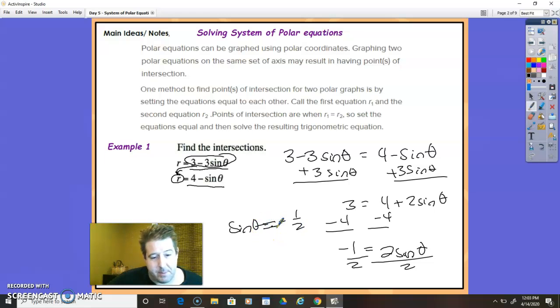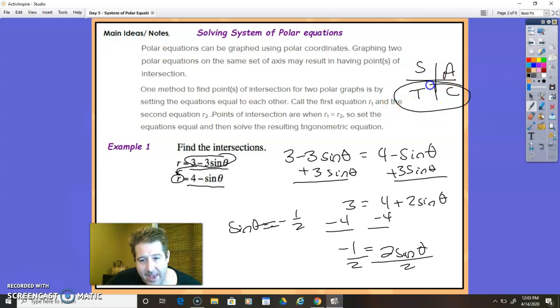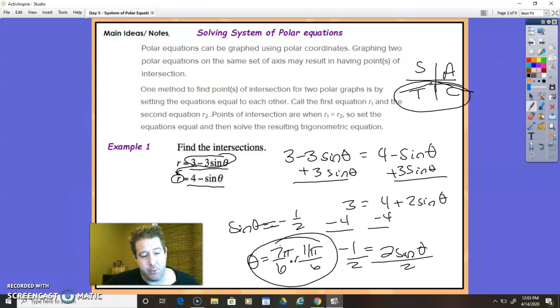Now, remember, sine of 30 degrees is 1 half, but it's not positive 1 half, it's negative 1 half. All Students Take Calculus, and sine is negative in these two quadrants. So that means it's going to be 30 degrees here and 30 degrees here, which is going to be 7 pi over 6, which is in the third quadrant, and then 11 pi over 6 in the fourth quadrant. So these are your two answers. Now, I can prove that those are the right two answers.